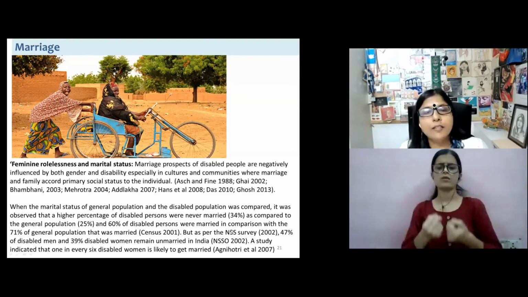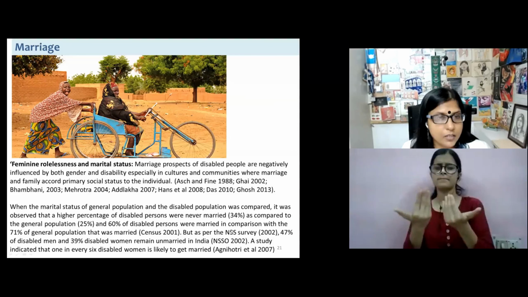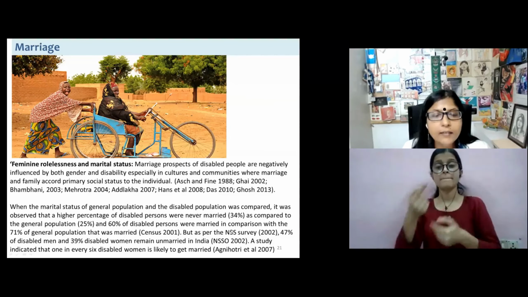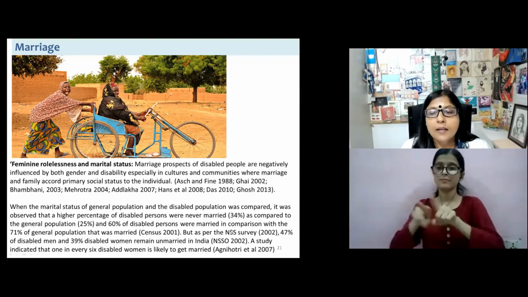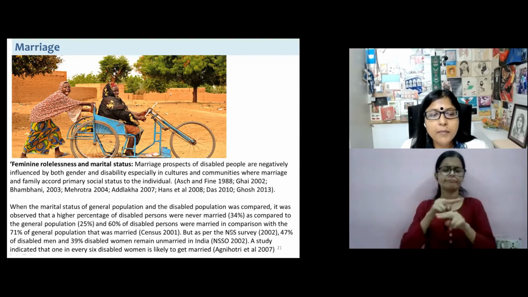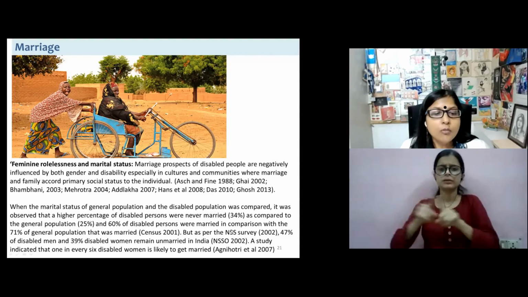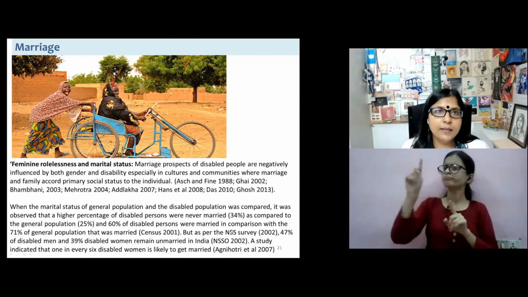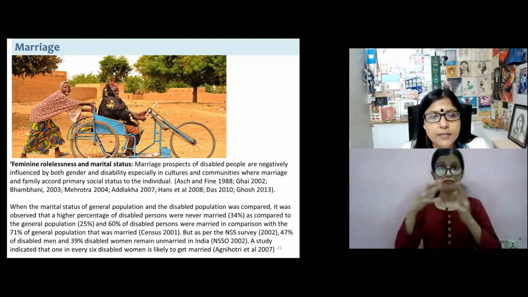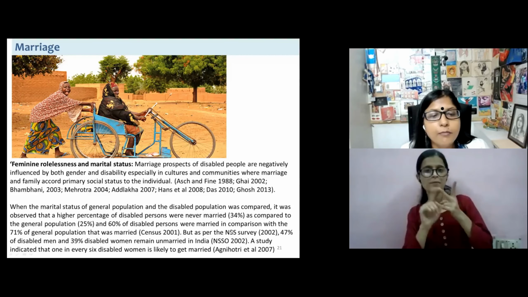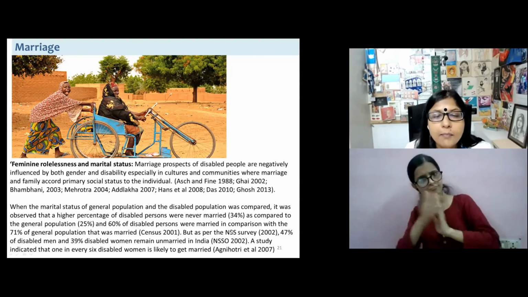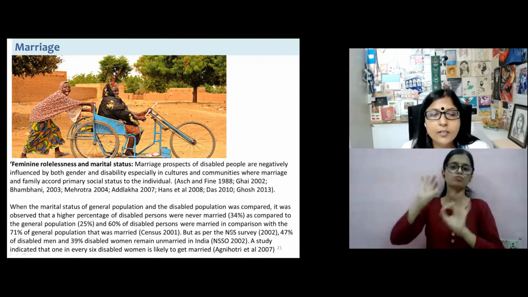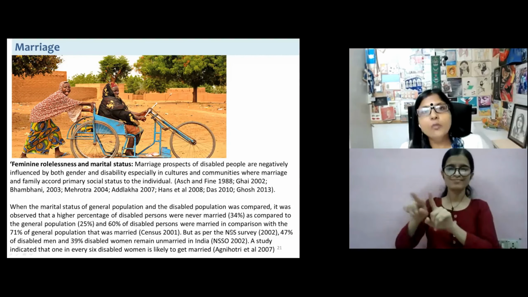So marriage prospects of disabled people, as we know, in our traditional system of arranged marriages, are negatively influenced by both gender and disability in traditional cultures and communities like ours, where marriage and family accord primary social status to the individual. So while men tend to be selected based on their earning capacity and capability to provide for their families, typically women are selected based on their physical appearance and ability to look after home and the marital family. So financially sound disabled men qualify to be good husbands and fathers and are valued, but our able-bodied culture undervalues disabled women as imperfect, flawed, and so on.